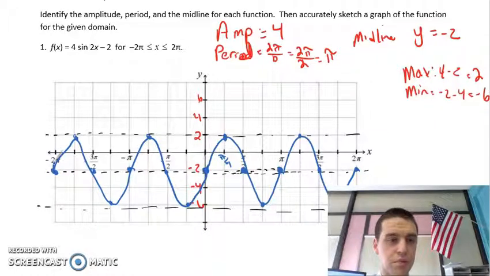And this is probably the only poor part. It should be more rounded. Okay? And we're done. So just to recap, we put our midline in.